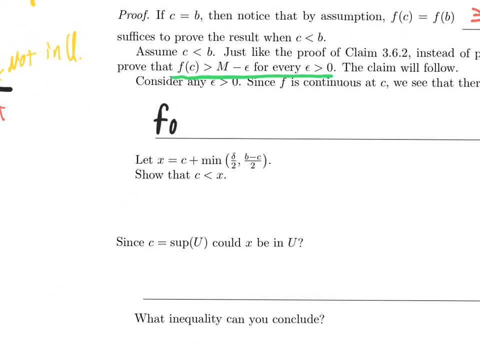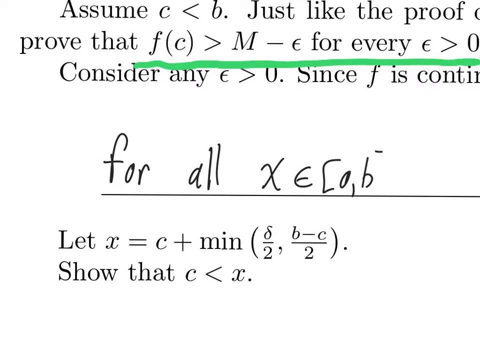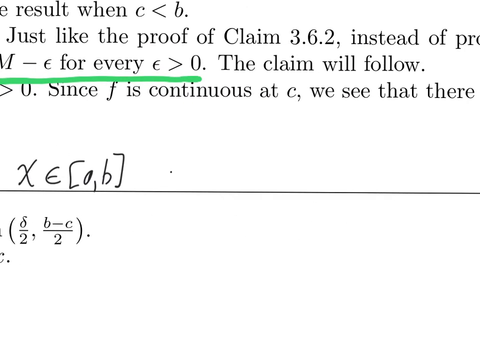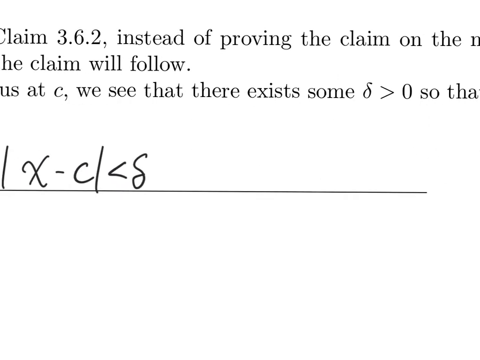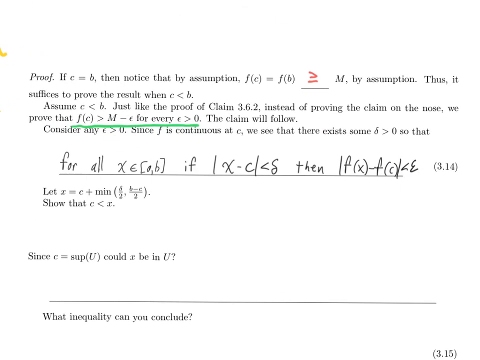for all x in (a,b), the domain of the function, if the absolute value of x minus c is less than delta, then the absolute value of f of x minus f of c is less than epsilon. So that's just what you get out of the definition of continuity.